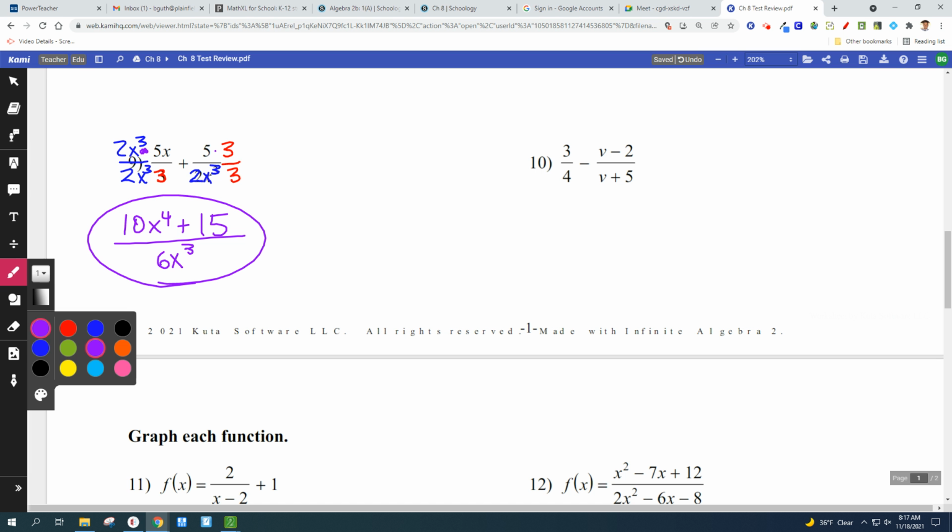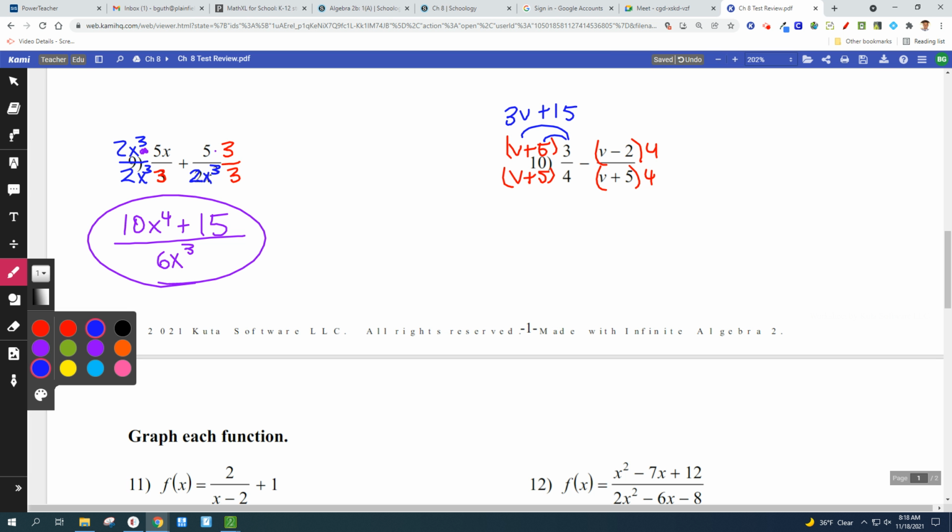Okay. Can we reduce anything there? I don't see anything that reduces. All right. So I look at the next one, and the left side needs a v plus 5. And the right side needs a 4. Now it's fair.